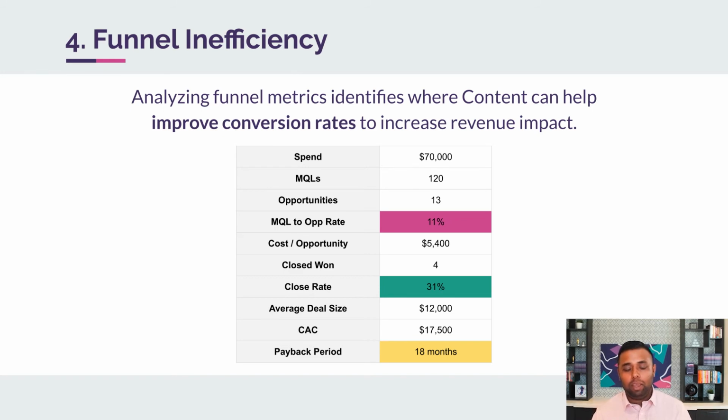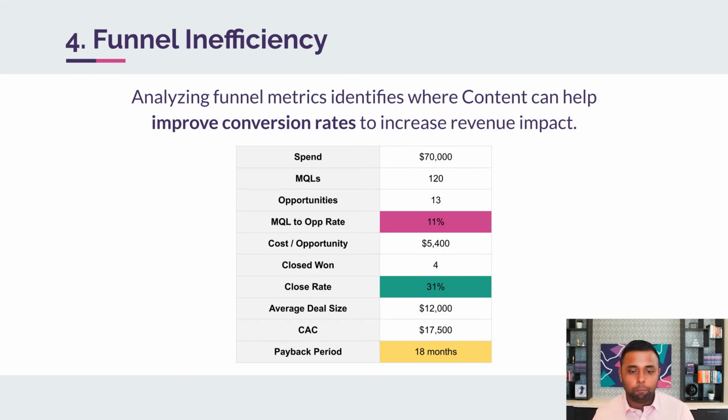Then we can go back through the funnel and see where the issues are, or where the conversion rates are really plummeting. In this case, a 30% close rate on opportunities is pretty decent, and I think we can maybe improve that. Some world-class companies are above 40% even, but 30 to 40% is usually quite healthy. But if we look at this MQL to opportunity rate, it's only 11%.